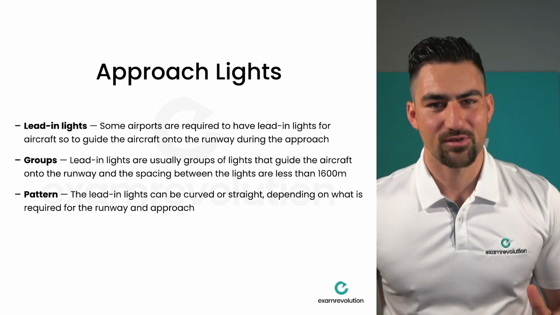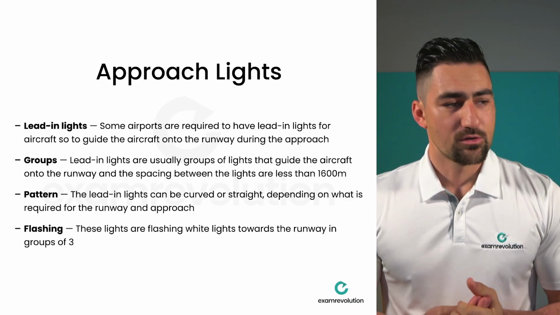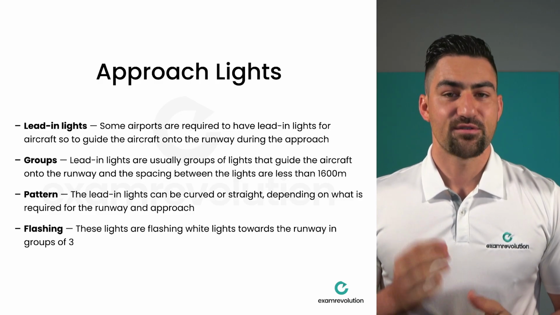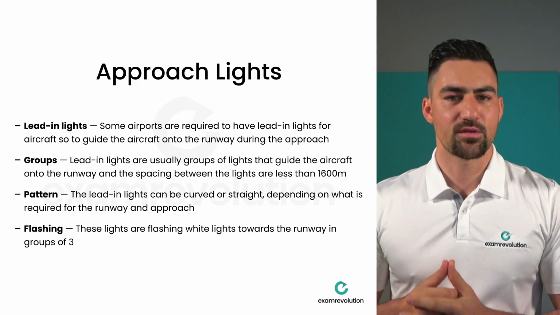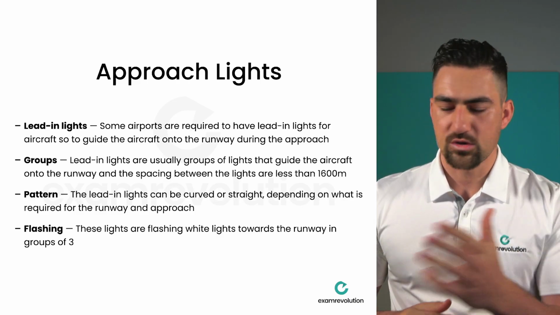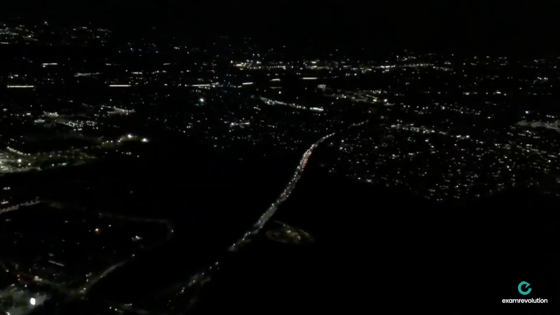Guys, it's awesome to fly with lead-in lights. It's really quite cool. Now, what are these lights, or what do they look like? They're flashing lights. So these lights are flashing white lights towards the runway in groups of 3. So you always find them in groups of 3, and they always flash towards the runway. So they actually guide you to fly towards the runway. So yeah, let me show you a little video.